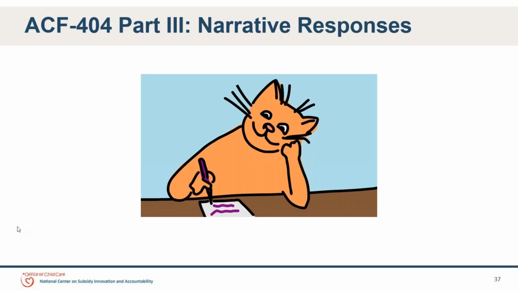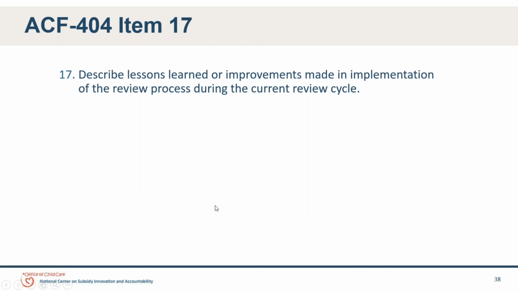Thank you, Katie. Yep, so I'm going to go ahead and kick us off on part 3 of the 404 report, the narrative responses. So these, of course, are all of the written responses to items 17 through 25 on the report. So item 17, you can see here, you are going to be asked to describe lessons learned or improvements made in implementation of the review process during the current review cycle.